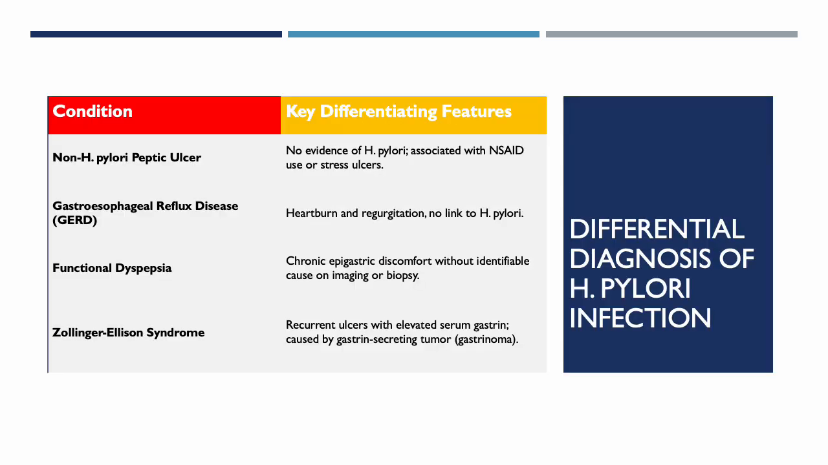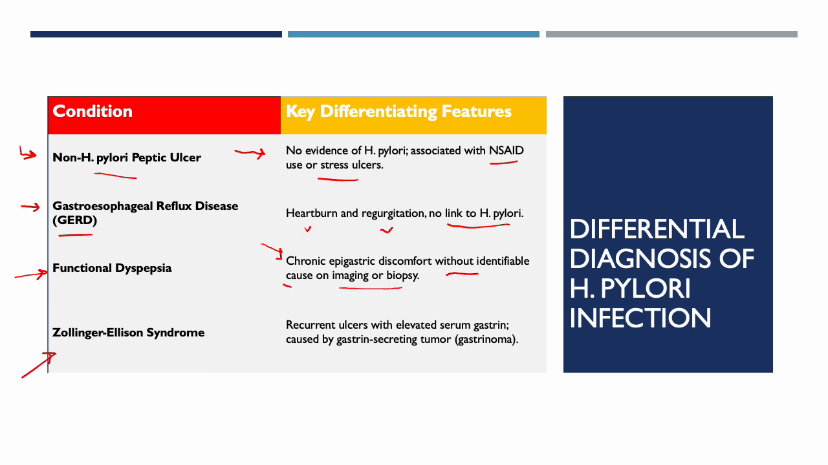Now let's look at some differential diagnoses of H. pylori. So what if it's a non-H. pylori peptic ulcer? Well, key differentiating features would be no evidence of H. pylori, and this is more likely associated with NSAIDs use or stress ulcers. What about gastroesophageal reflux disease or GERD? Well, we should observe heartburn and regurgitation, no direct link to H. pylori. Functional dyspepsia. We should observe chronic epigastric discomfort without identifiable cause on imaging or biopsy.